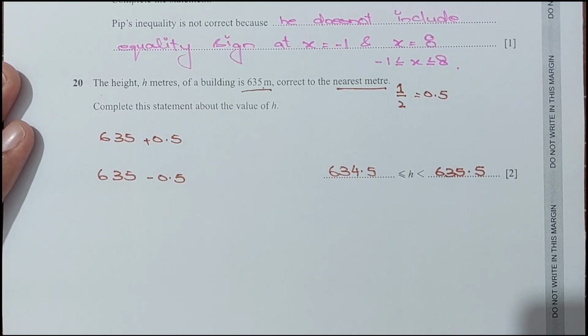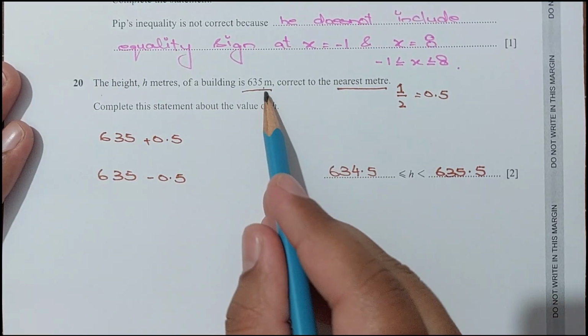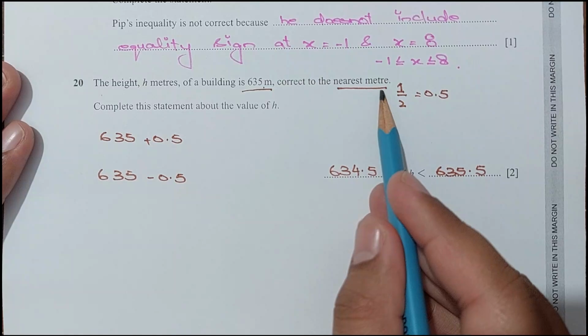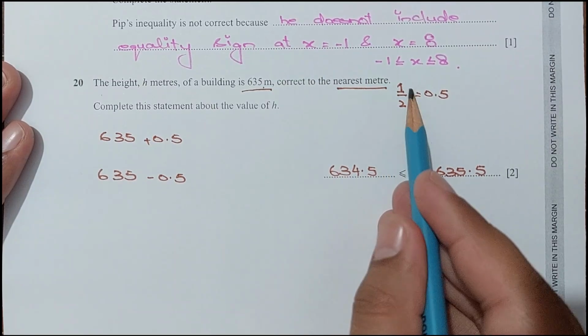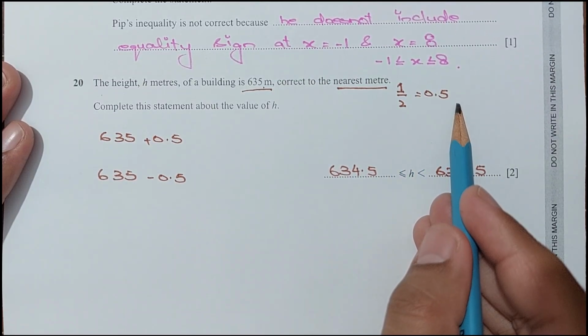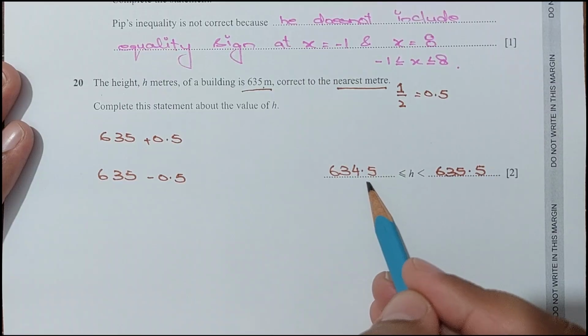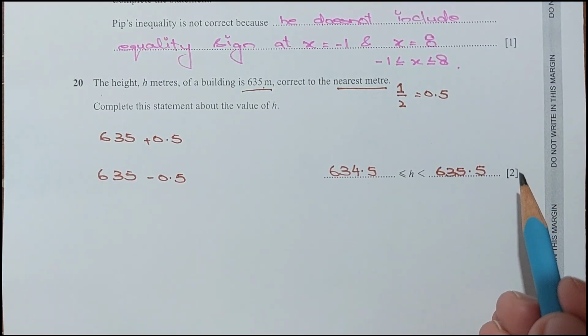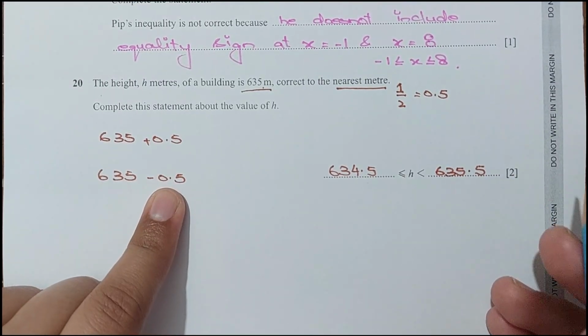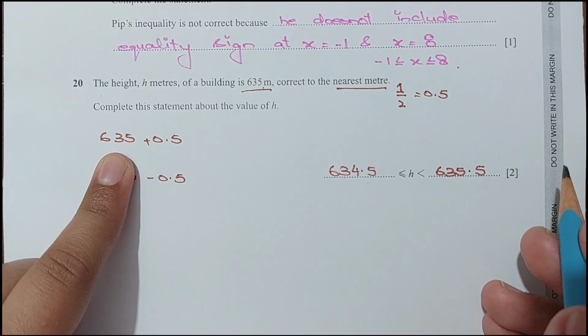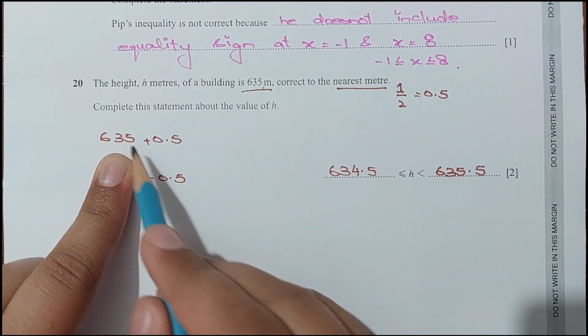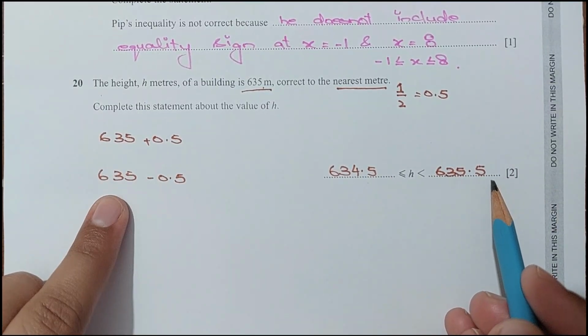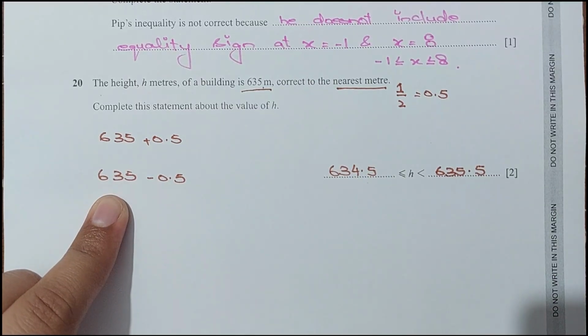I'm really sorry. I recorded these questions, but I forgot to turn on my mic. So let me explain again. Since the height is given in meters and it is correct to the nearest 1 meter, you have to divide it by 2, that is 0.5. So for the lower bound and the upper bound, you have to add 0.5 and subtract 0.5. When you add 0.5, this is 635.5, and when you subtract, 634.5.